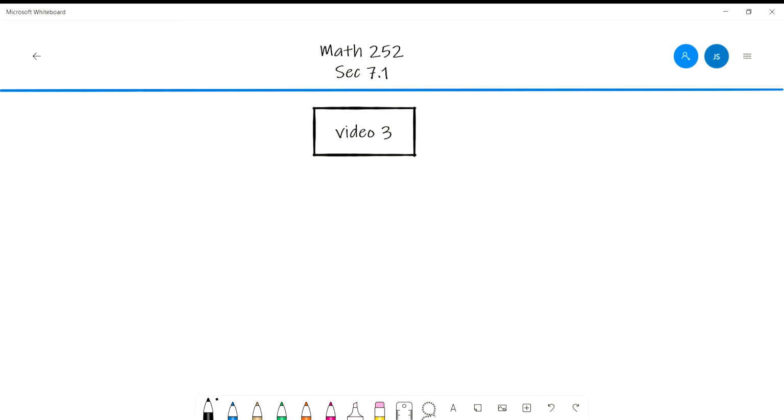Math 252 section 7.1 video 3. We're going to talk more about the Laplace transform, and right now, we're going to tell you that it's linear. This is actually pretty much example 5 in the book.